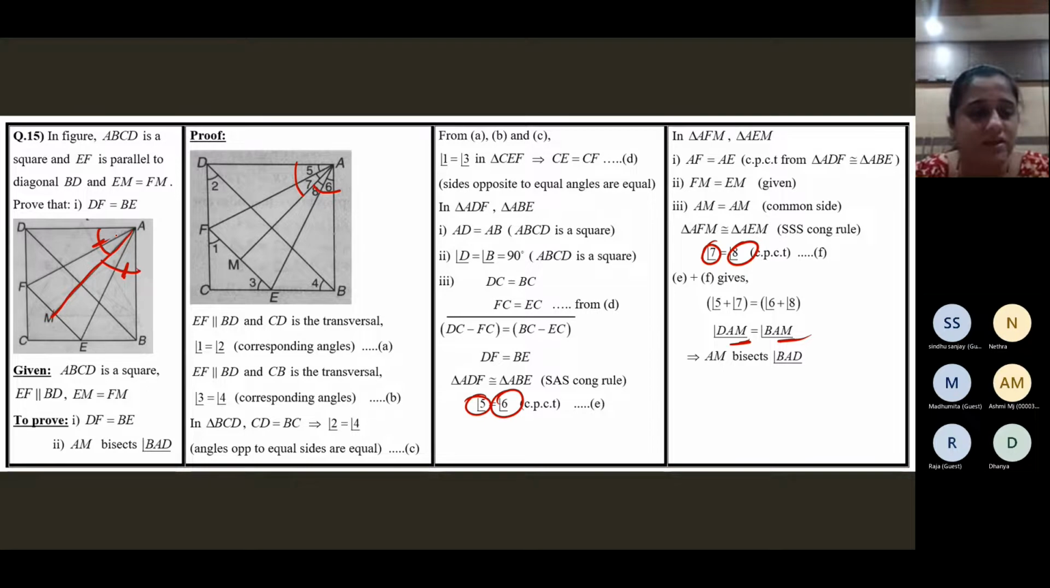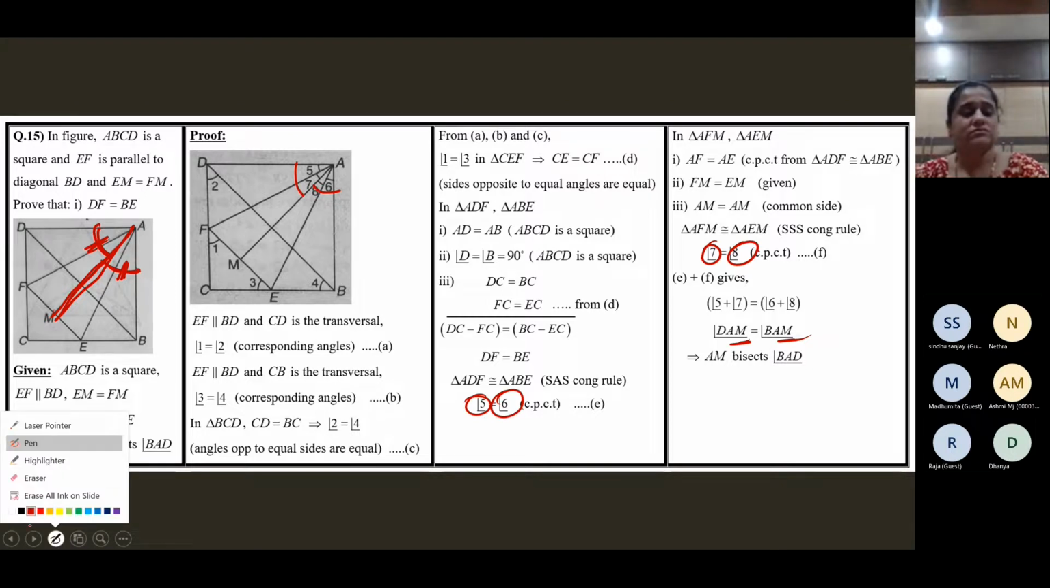We have proved that this part is equal to this part, that is the two parts on either side of AM. This is AM. On one side of AM, we have this angle. On the other side of AM, we have this angle. And we proved that those two angles are equal. So that means AM bisects angle BAD. All right, children? Yes, ma'am.